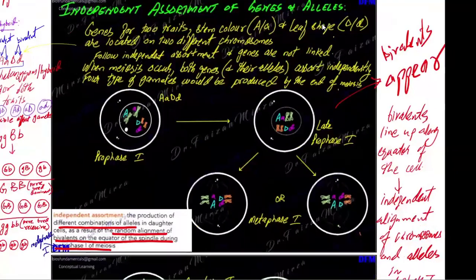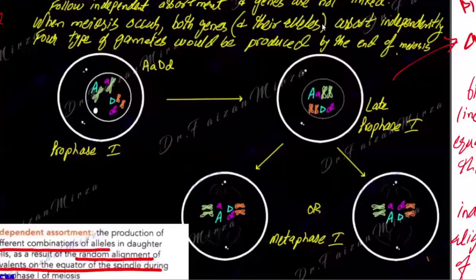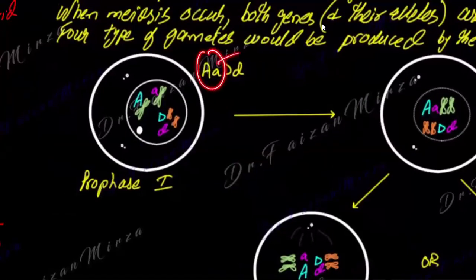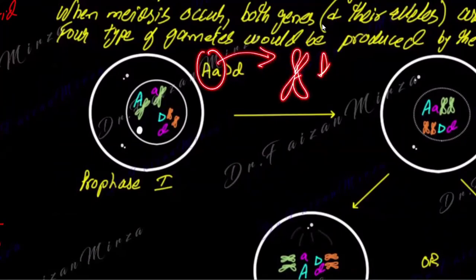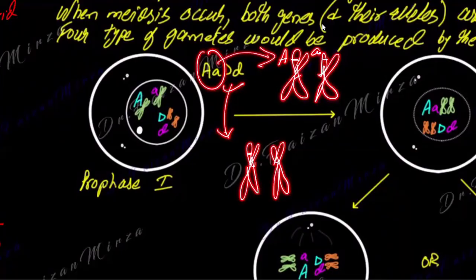For example, if there is an individual cell which is having capital A, small a, capital D, small d, where is this capital A, small a located? The capital A, small a is located on a homologous pair. For example, there is capital A here, and a small a on the other chromosome of the homologous pair. The same individual may have another gene, capital D, small d being their alleles, on another homologous chromosome.